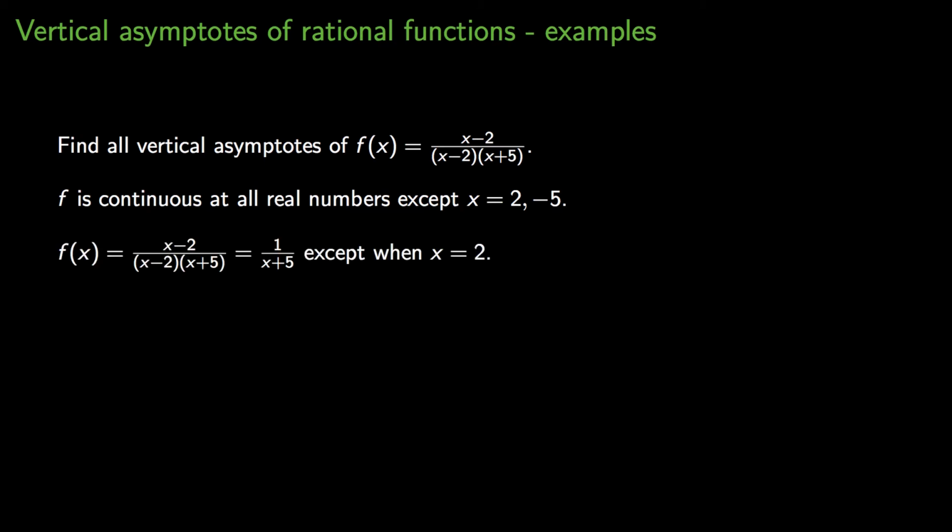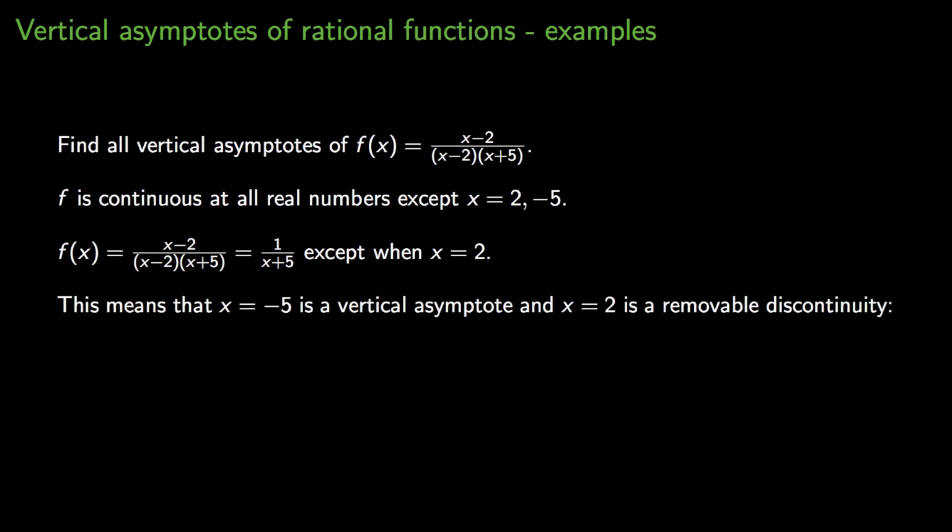Now notice that if I cancel out those common factors, this function is equal to 1 over x plus 5, except when x equals 2, right? Well, that means that x equals minus 5 is a vertical asymptote, and it means that x equals 2 is a removable discontinuity.